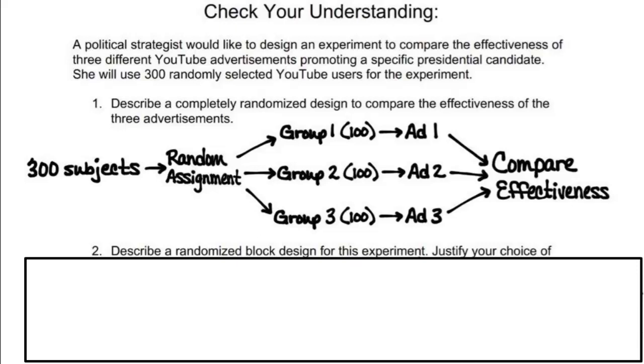How could you do a randomized block design for this experiment? What do you think would be an important block? Age. Awesome. So talk to me about blocking by age.